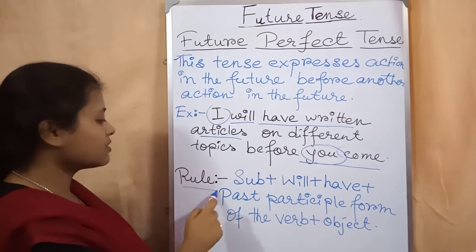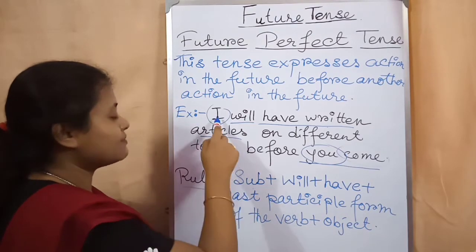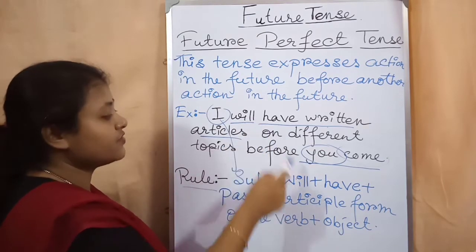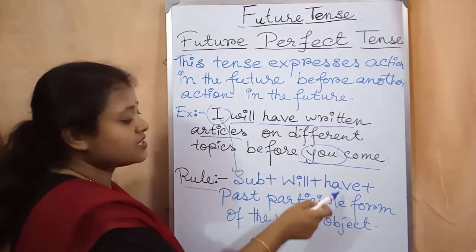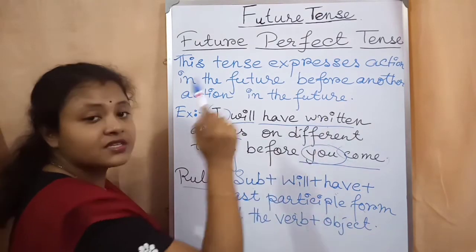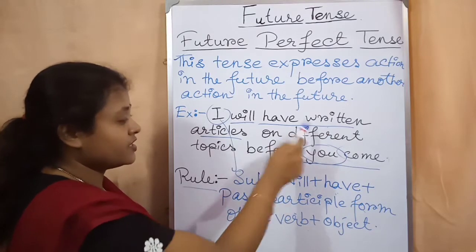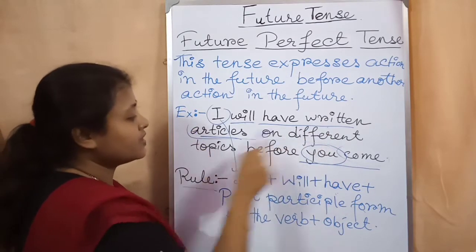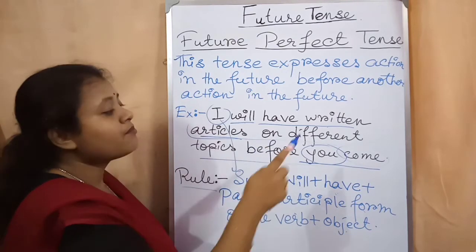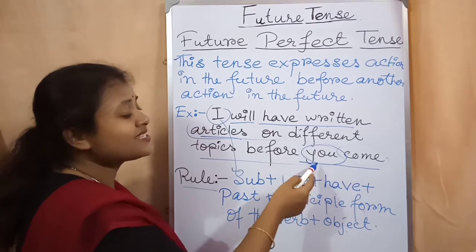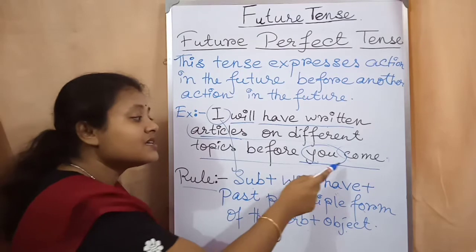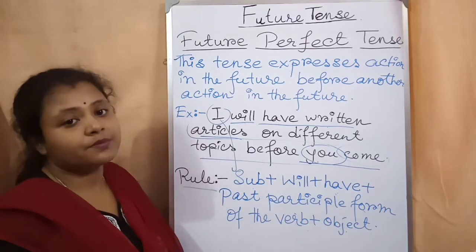Okay, now come to the rule. First you have to write the subject, I. Okay, after that will. Here we have written will. After that have. Here see, you have written have. Then the past participle form of the verb, here is written, written. After that the object, here the object is written. And I told you students, before the second action you have to write the second action in simple present tense.